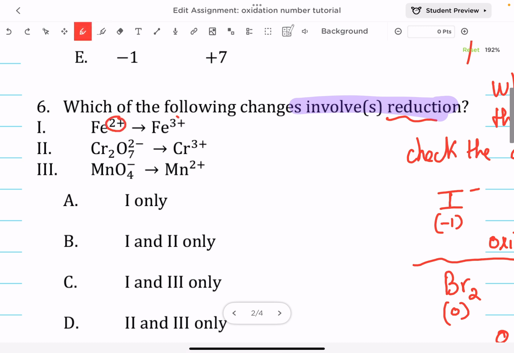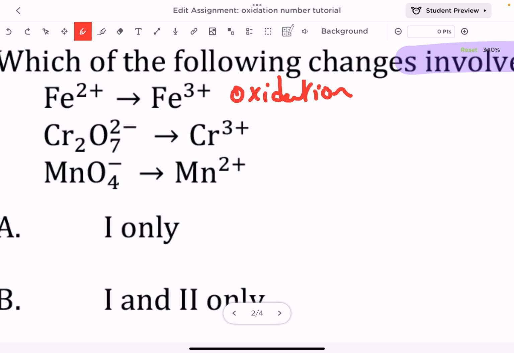Fe was positive 2 and turned to positive 3. So the oxidation number increased. That's an oxidation.